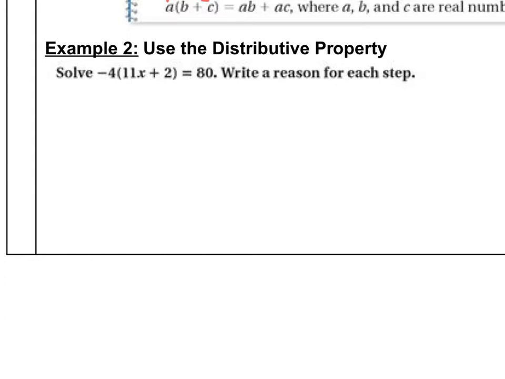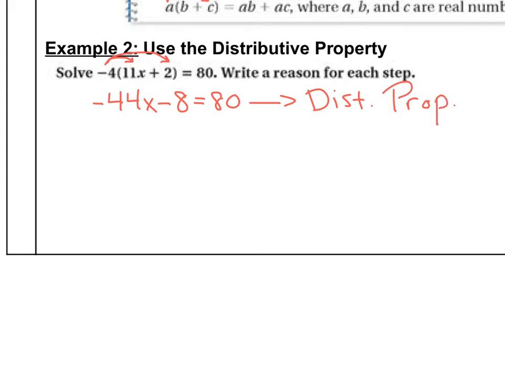So the first thing we have to do here is take -4 and multiply it or distribute it to everything inside the equation. So we will get -44x - 8 = 80, and that is the distributive property. And you can shorthand a little bit, just make sure that there's enough of it that we can understand what actually is going on.